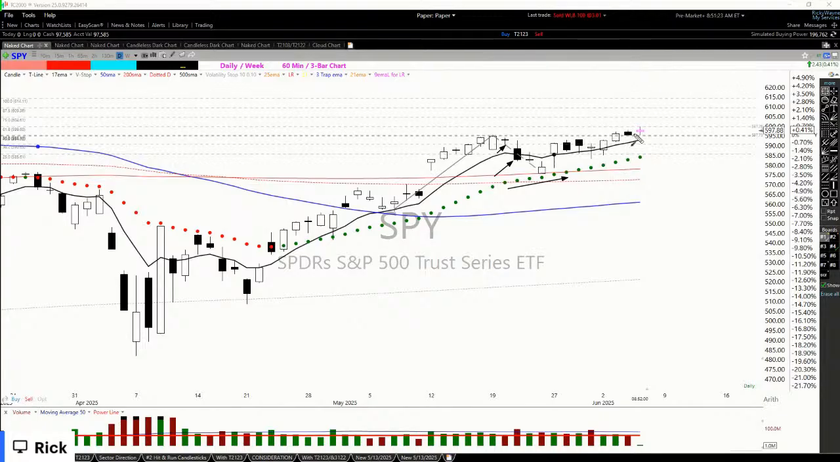So here we are working on the SPY right now. I don't think we're too far away from the trend indicator. I don't think we're too far away from the T line there. I think it's still going good.